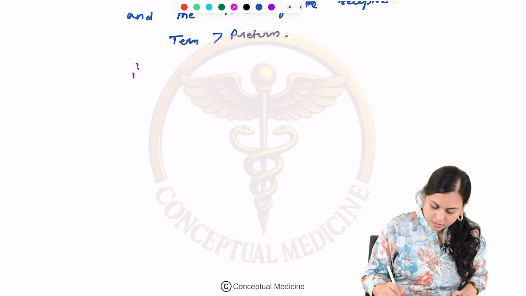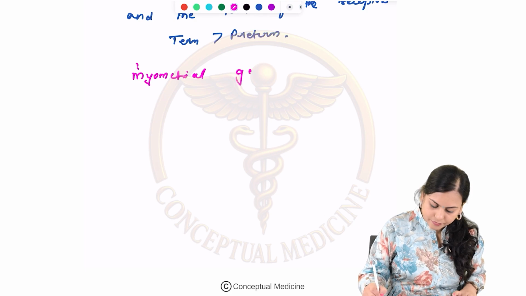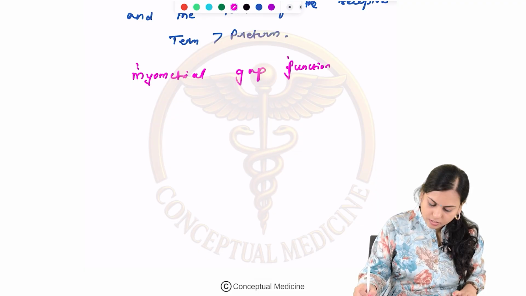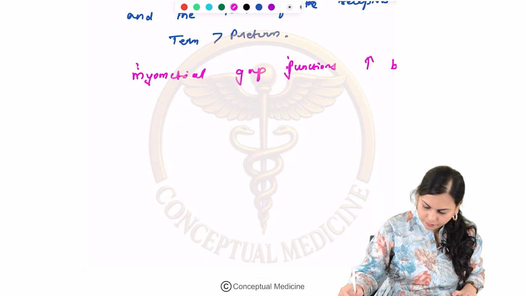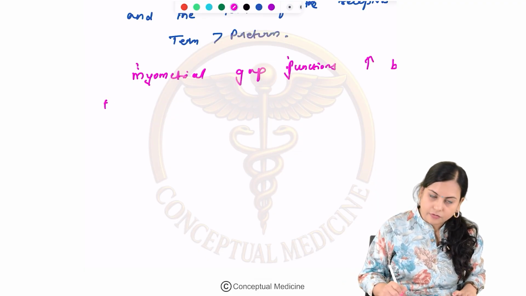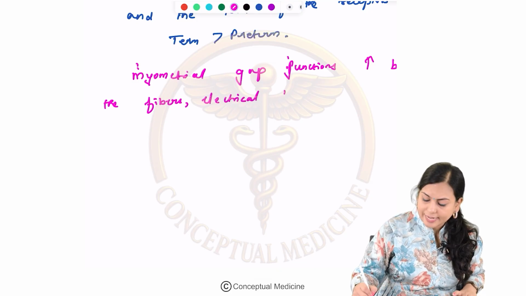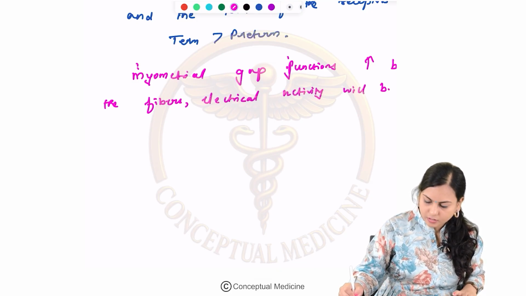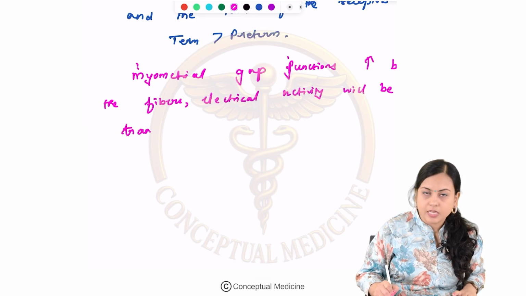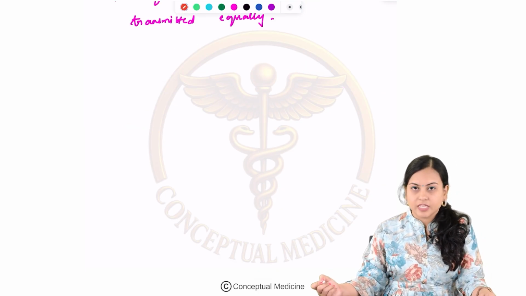Then what happens is myometrial gap junctions increased between the fibers, and because of this the electrical activity will be transmitted equally. We will see the cervical changes.